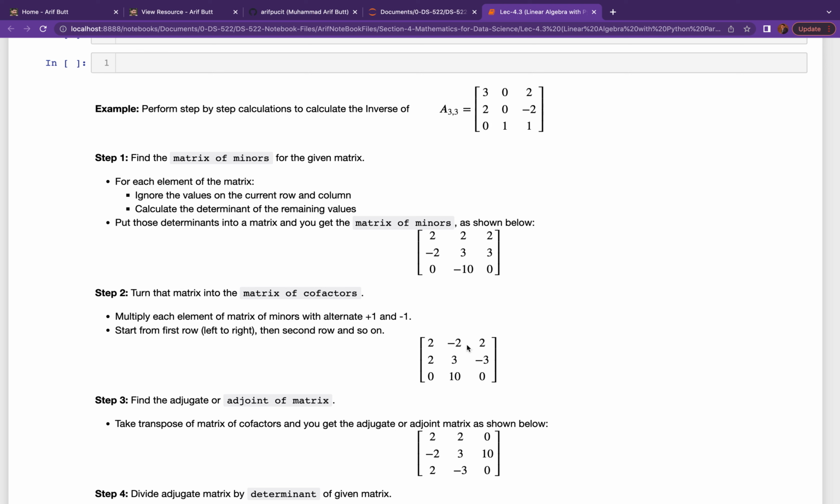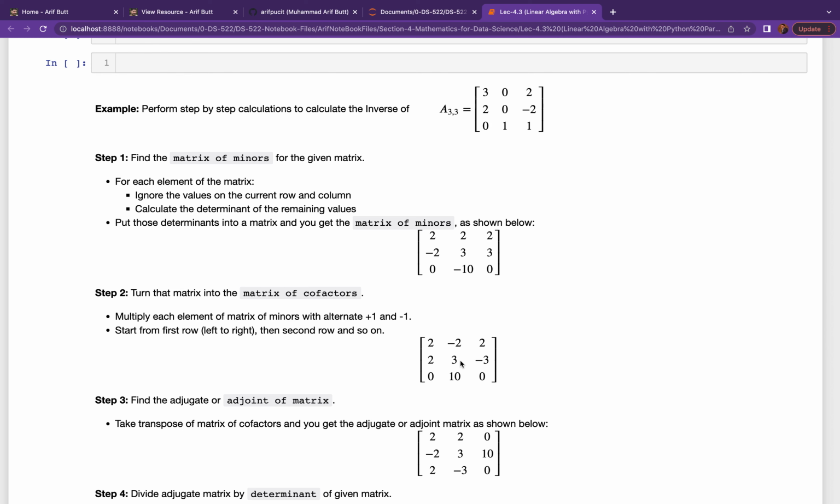And how can we do that? We multiply each element of matrix of minor with alternate plus and minus 1. So we multiply this with plus 1, this with minus 1, and this with plus 1. So we get this. And then again, we multiply this with minus 1, this with plus 1, and this with minus 1, and we get this. So we get a matrix of cofactors.